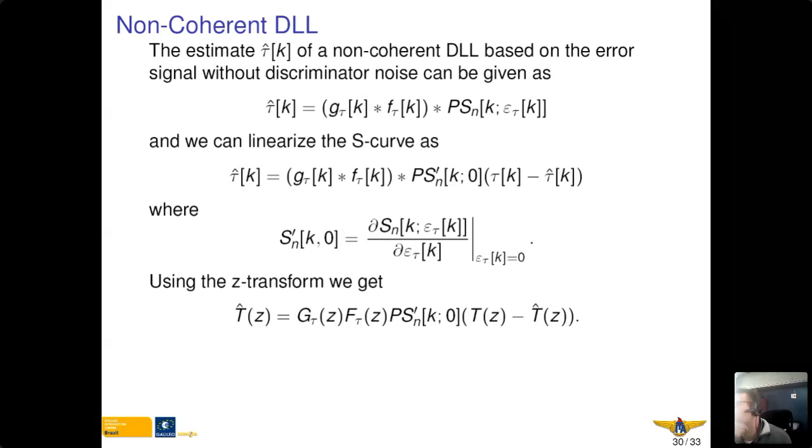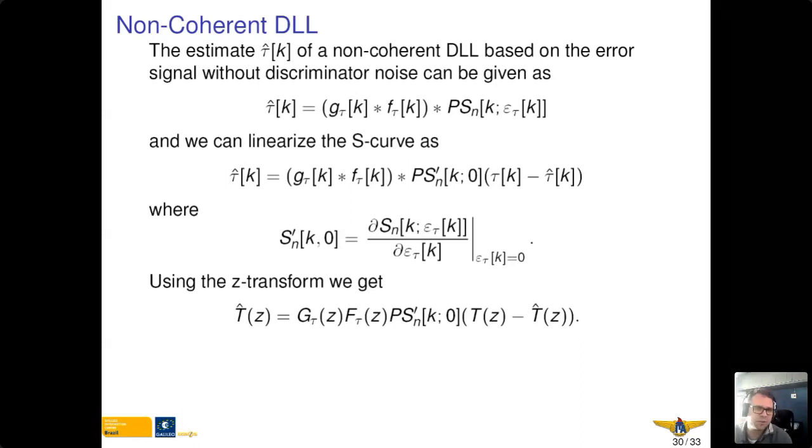And I think this is reasonable, because if we have initialized the DLL well, then we should operate in this linear region of the S curve, and then this linearization is valid. It is a very good approximation of the behavior of the loop. As we have no noise involved, we can now take the Z transform.